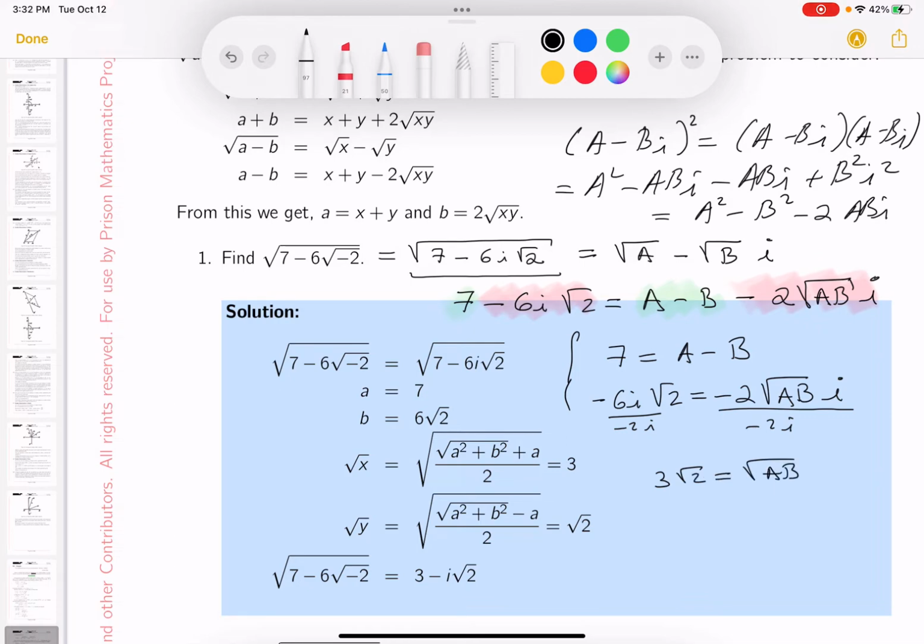Well, I'm going to square both sides. I'll write that down for you. And what would you get? You get 9 times 2, which is 18, equals AB.